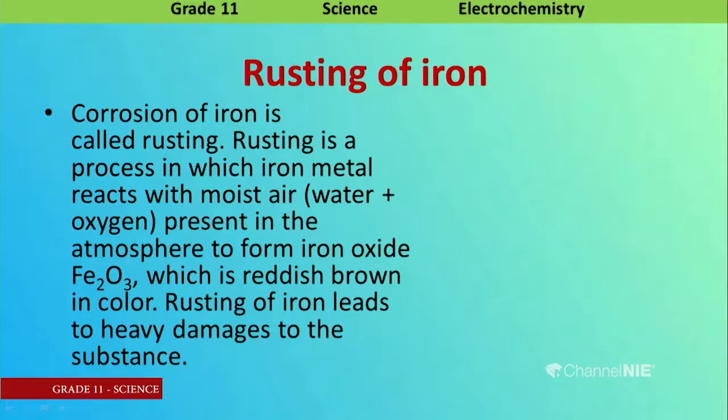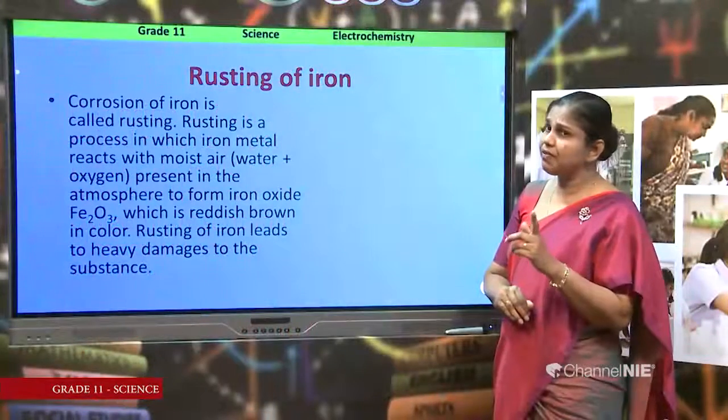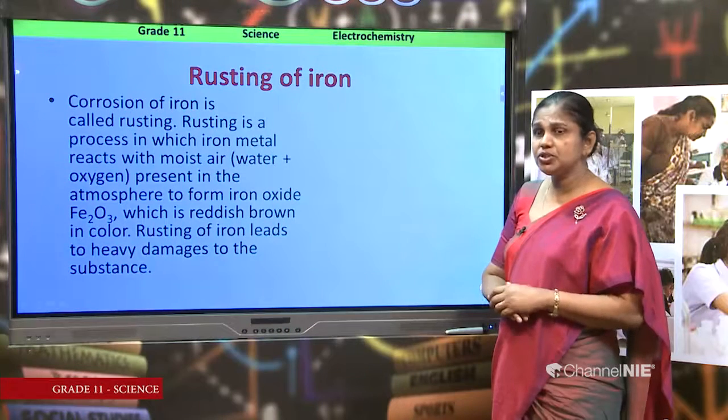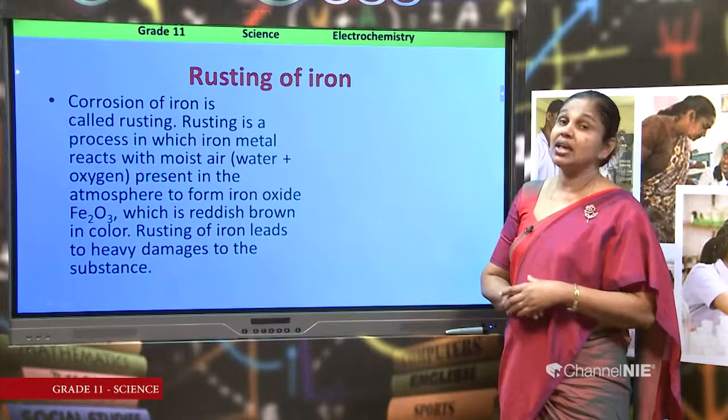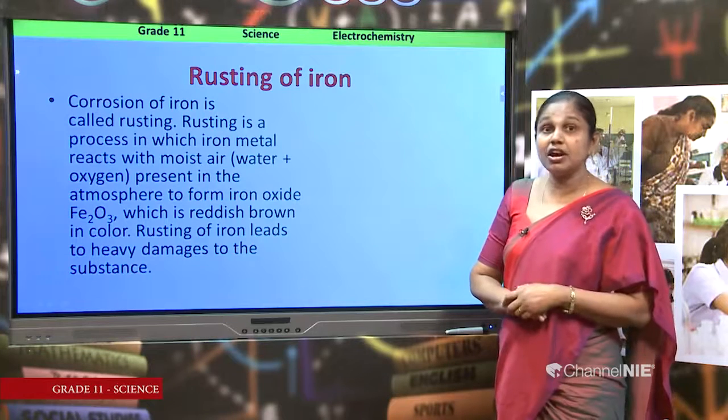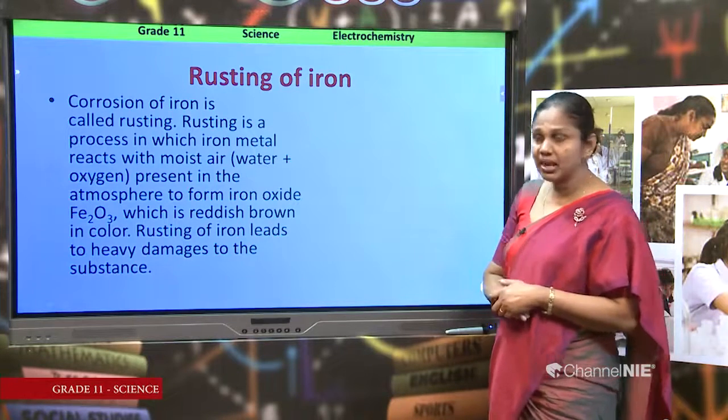Finally, the rust: iron rust is a reddish brown color substance. This rusting leads to heavy damage to the iron-made substances. That's why we are learning about rusting, children, because we must find some steps to prevent iron from rusting, as it gives us some economic loss. Okay, right.